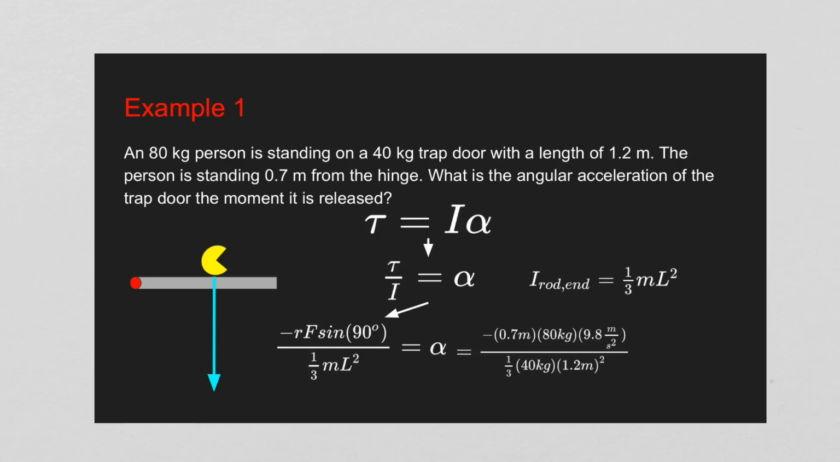So when we apply our numbers into here, 0.7 meters, 80 kilogram person, this is the weight of said person, force of gravity acting on the person, over the moment of inertia, we find out that the angular acceleration is negative 28.6 radians per second squared, where again, the negative sign just means that it is rotating clockwise. And that worked out pretty nice.